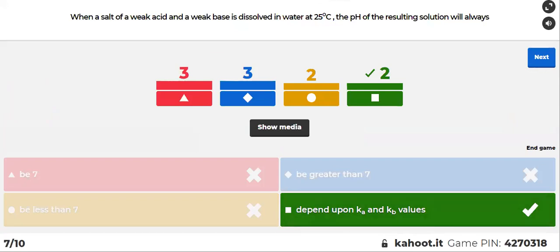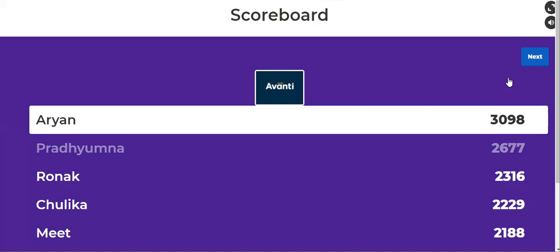It depends on Ka and Kb, right? Yes, it depends on Ka and Kb because it is half pKw plus pKa minus pKb. If pKa is equal to pKb, then it is 7. If pKa is greater than pKb, then it is 7 plus something. If it is less, then it is 7 minus something, right? So it depends on pKa and pKb.